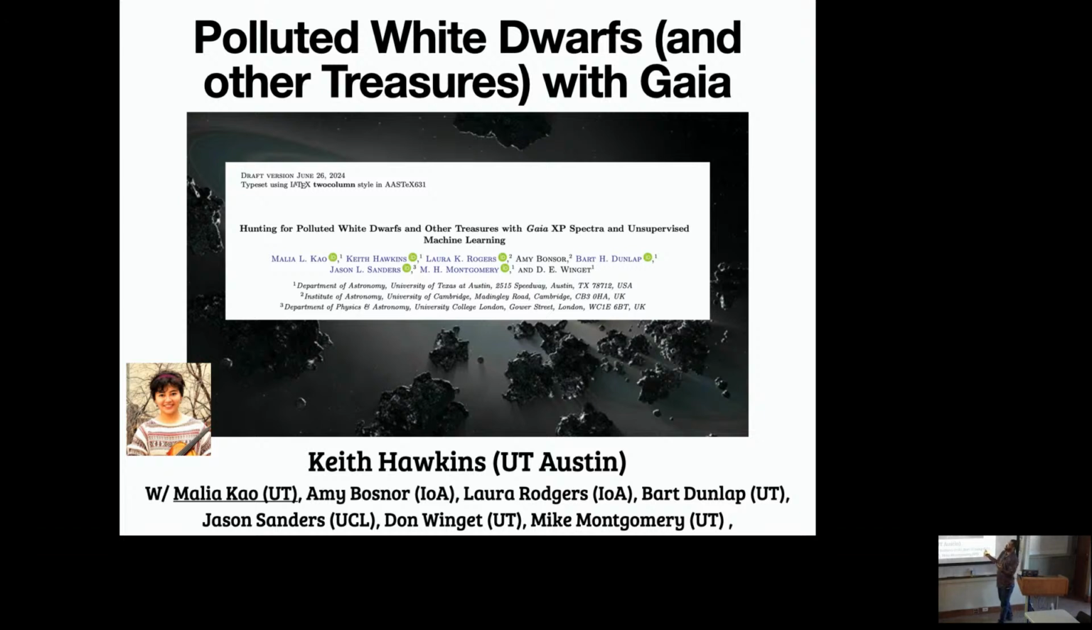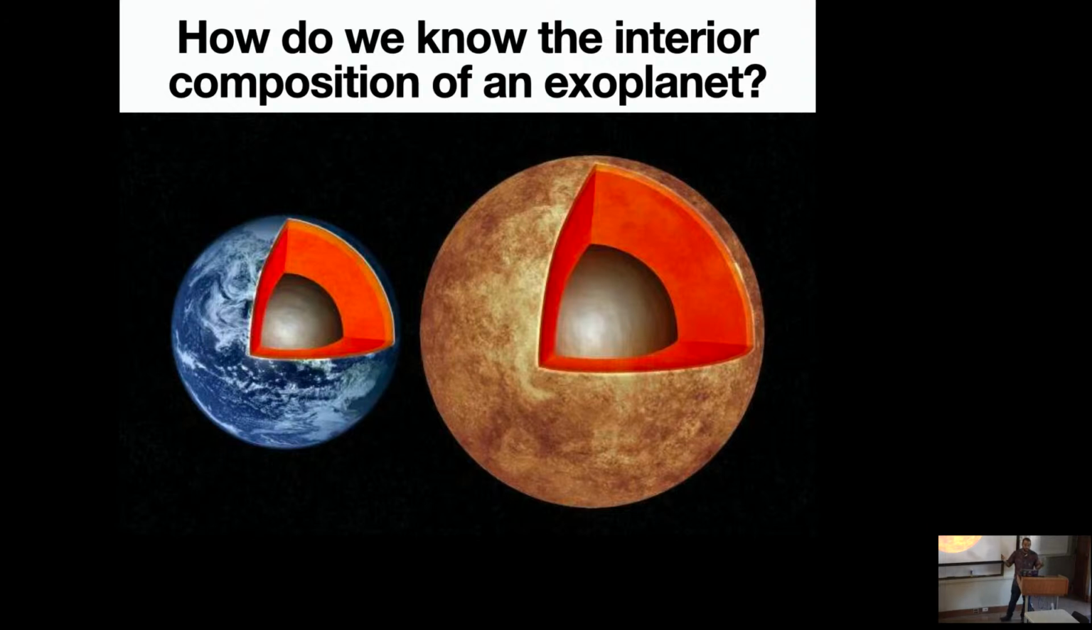And this goes back to this question. I'm a galactic archaeologist. I focus on stellar and galactic astronomy, but I've also been tapped a little bit into the world of exoplanets, thinking about, in particular, how do we know the composition of an exoplanet, particularly its interior. I'm mostly interested in stellar atmosphere compositions, but this is another interesting question to me.